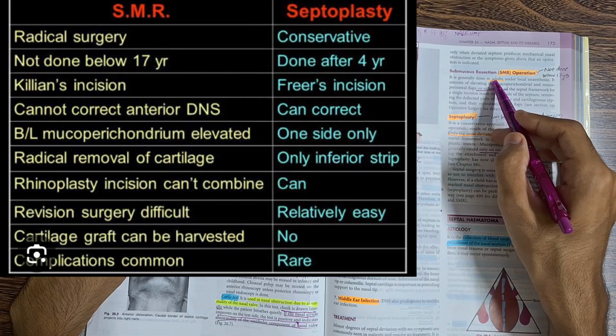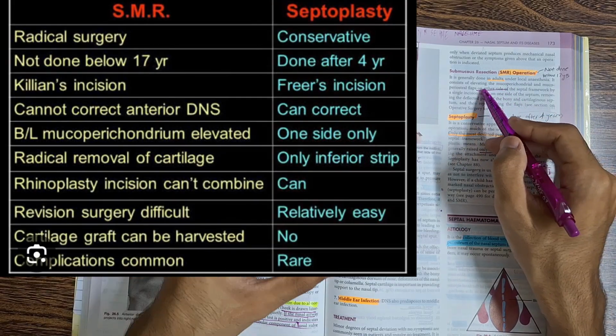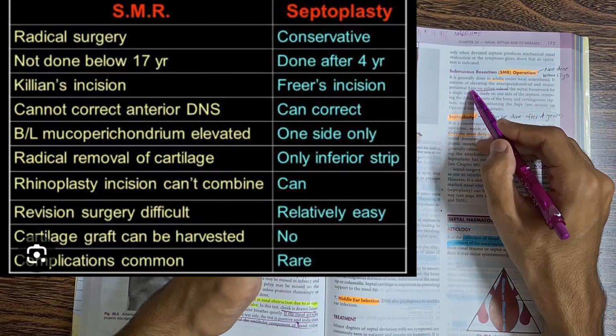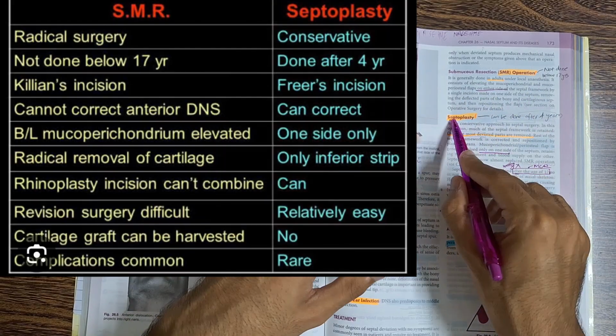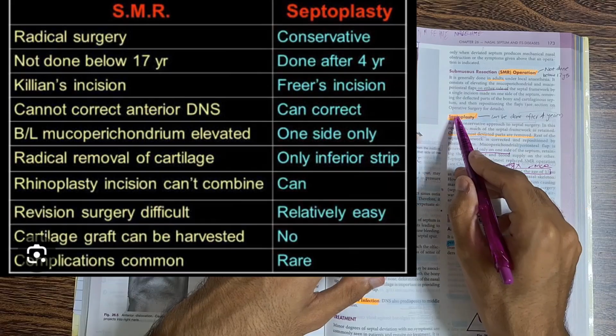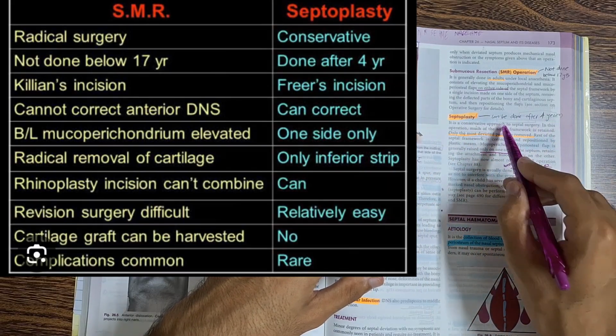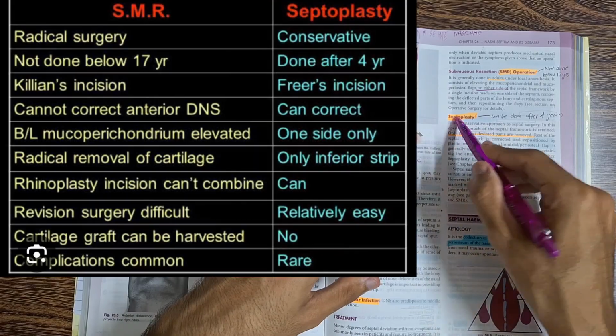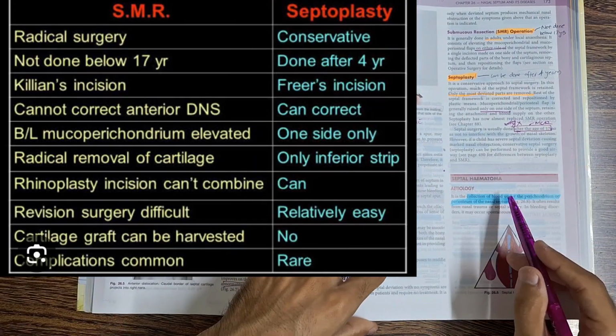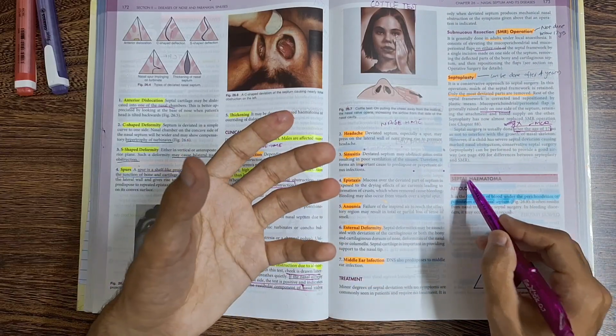And in this particular aspect, there is more invasion, and the elevation of the mucoperiosteal flaps is on both sides, whereas in septoplasty it is only on one side. And the benefit is that it can be done after 4 years. So children are preferred with septoplasty, right? So this is it. And our next topic is septal hematoma, right?